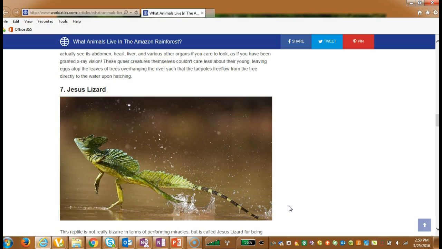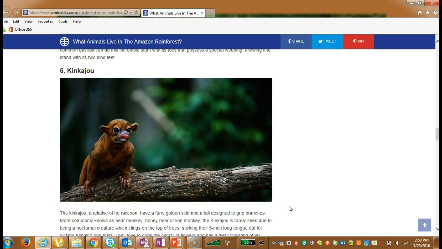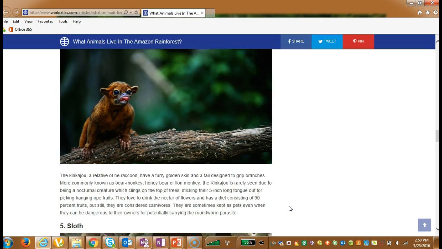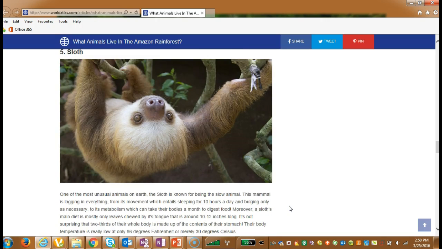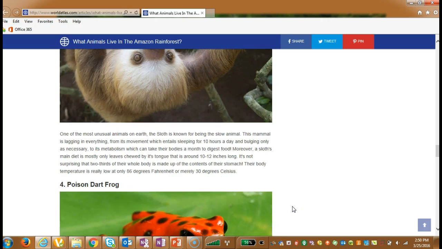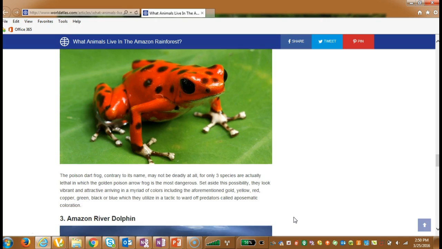This lizard is pretty cool. He can walk on water. He's so dense he can go across the water without falling in. And he is called the Jesus lizard. We have the kinkajou. Says he's a relative of the raccoon. You may have seen this animal in some movies recently. This is a sloth. He's known as the world's slowest animal. Oh, we have a poison dart frog. This actually says he may not be deadly at all. There are 3 species that are lethal in his family.